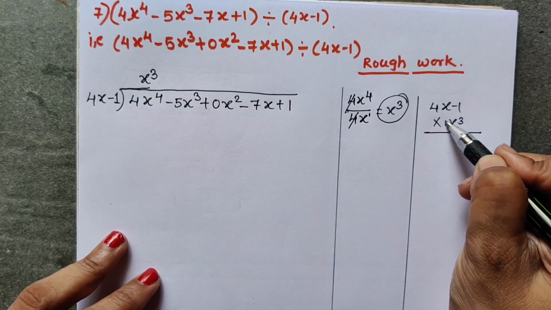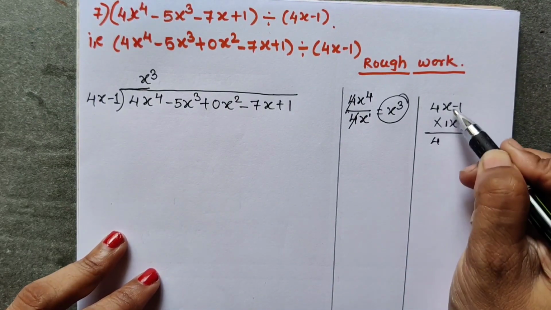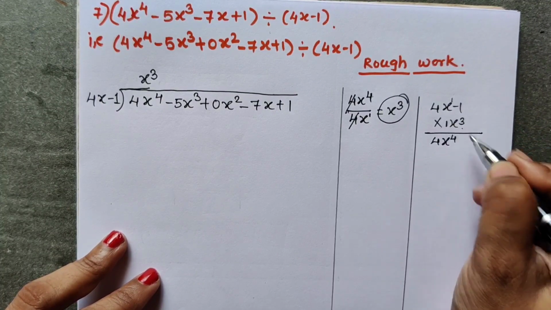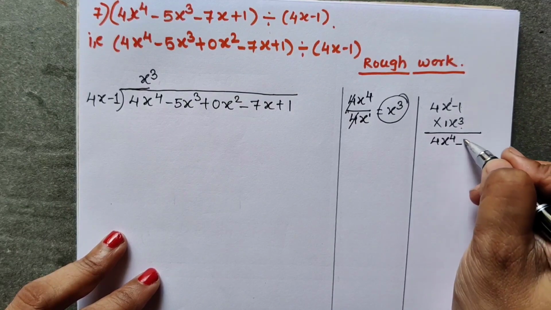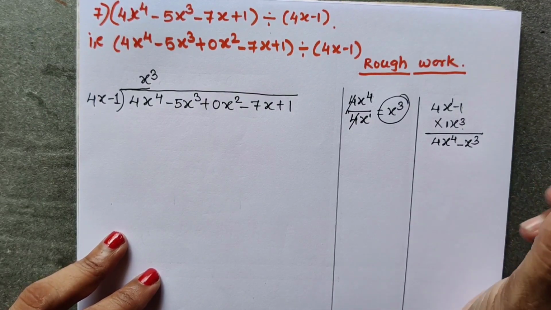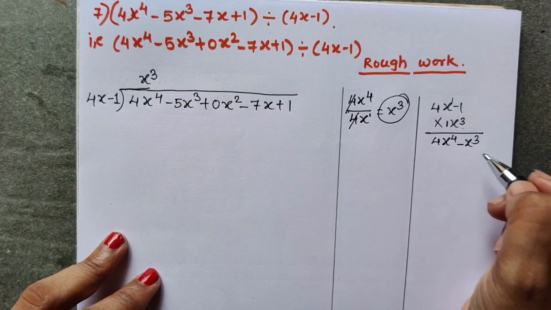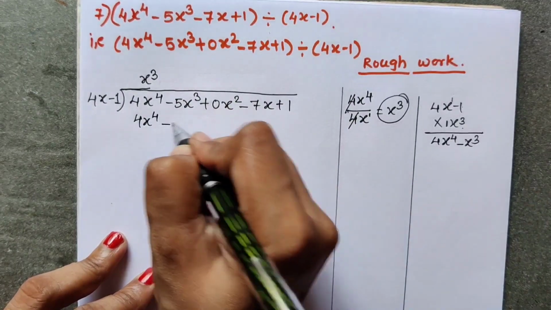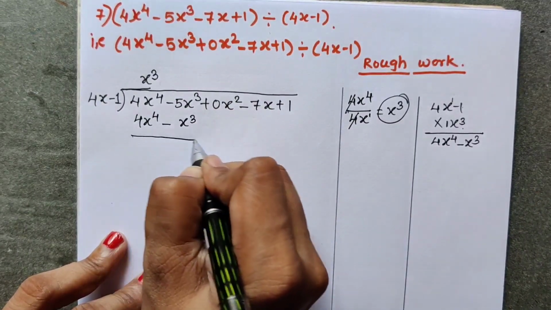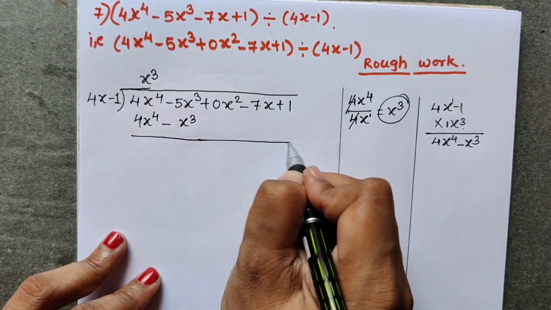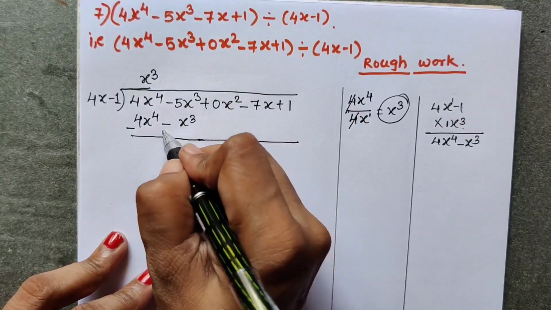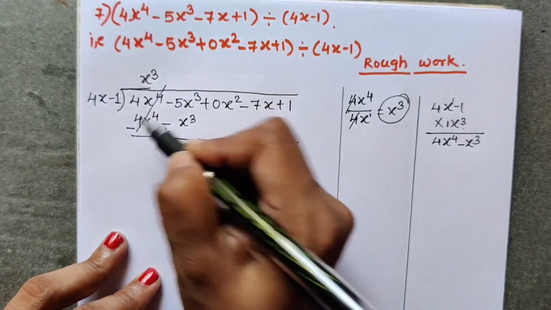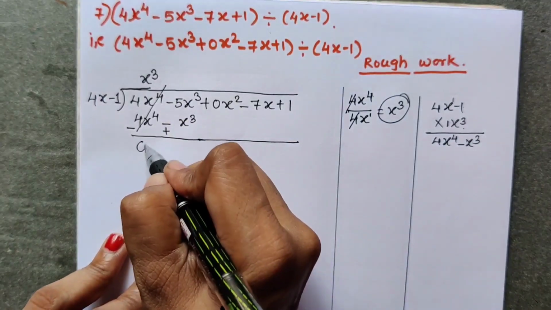4 into 1, no coefficient means 1 is there. 4 ones are 4. x into x cube, 1 plus 3, that means x raised to 4. Minus sign is there, put the minus sign. 1 multiplied by x cube is x cube. 1 multiplied by any term, the answer is the same term. So this, 4x raised to 4 minus x cube, I write here in the dividend. Now change the sign, it becomes minus, here it is plus. Plus 4x raised to 4 minus 4x raised to 4, 0.